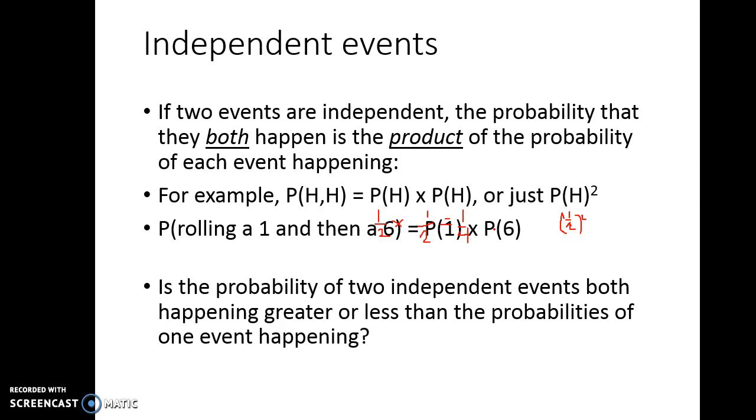Is the probability of having two independent events both happen greater or less than the probability of one event happening? Take a look at the ones before. The probability of getting a head once is 1/2, but the probability of getting a head twice in a row is 1/4. Similarly, the probability of getting either a 1 or a 6 is just 1/6. But the probability of those both happening, so rolling a 1 and then getting a 6, is 1 out of 36. So the probability of two independent events both happening ends up being smaller than the probability of either event happening. Does that make sense?